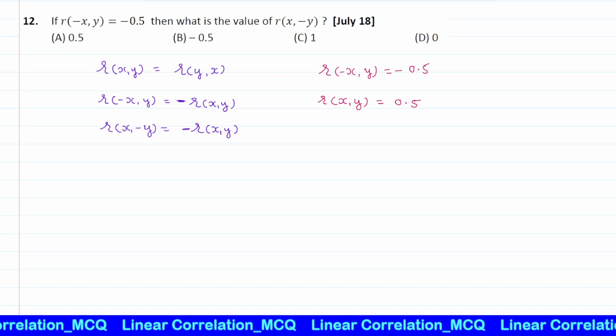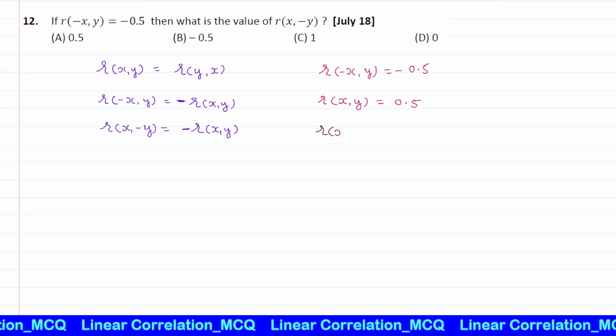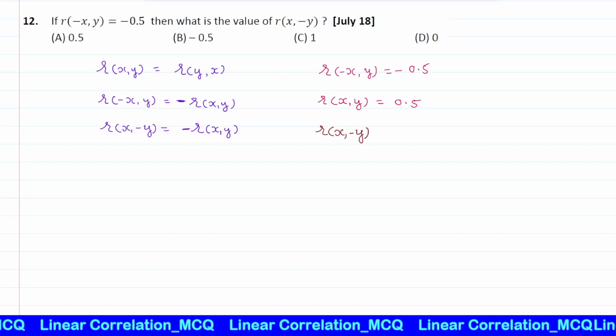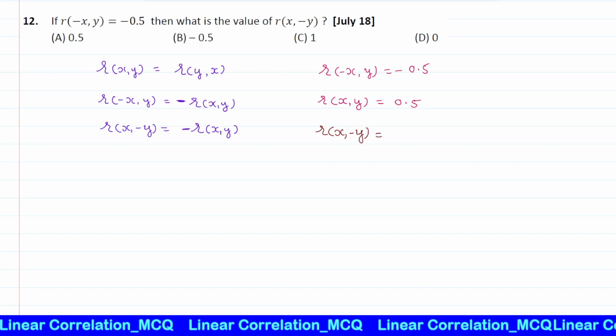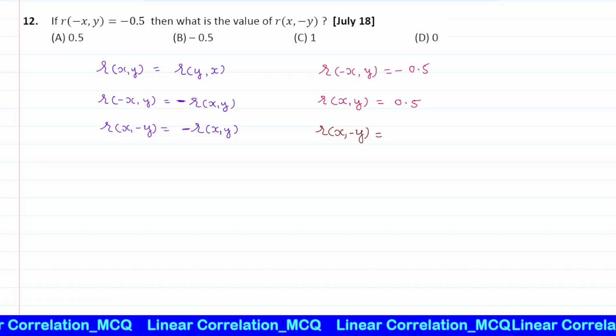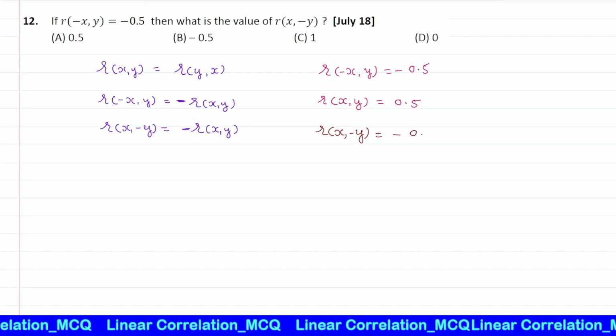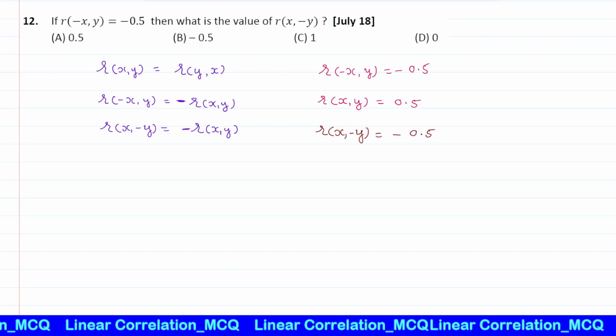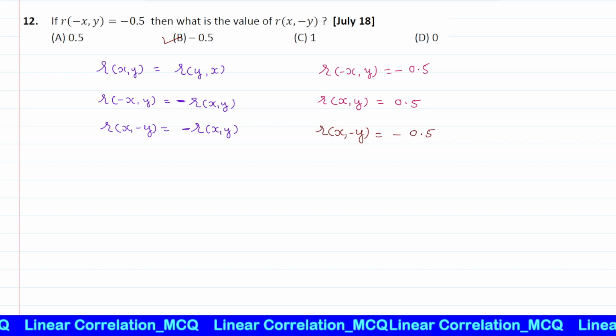So the question is asking what is r of (x, minus y). The actual value of Rxy is 0.5, then r of (x, minus y) equals what? Minus 0.5. So the correct option is option B. Option B is correct.